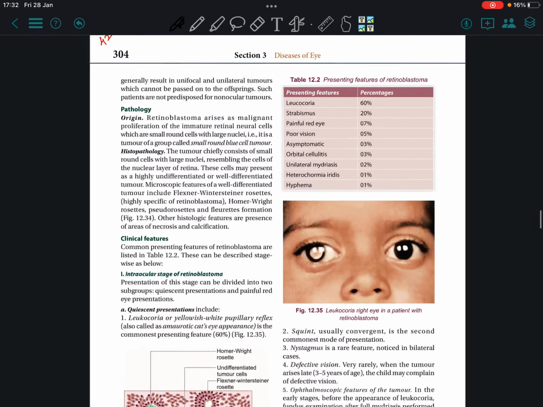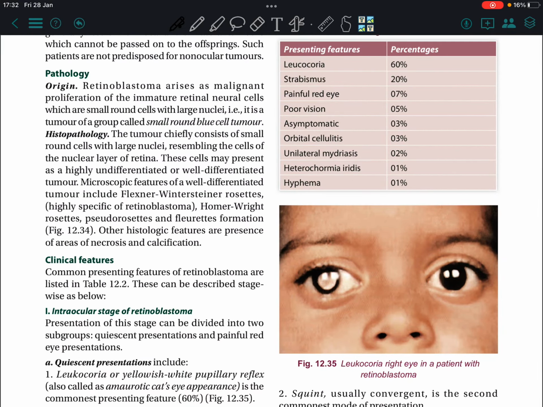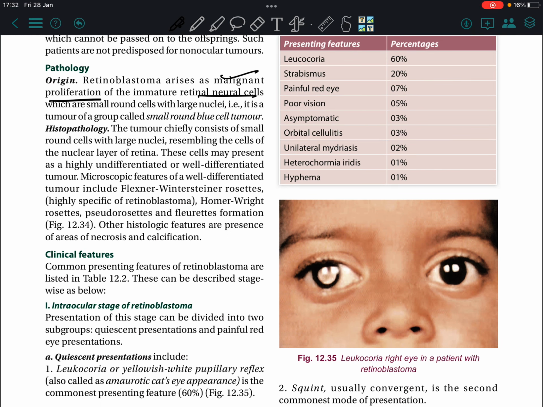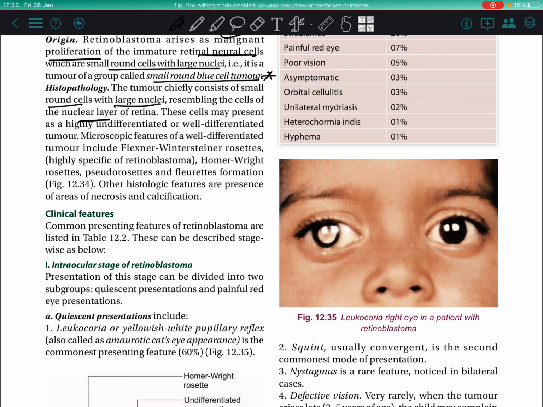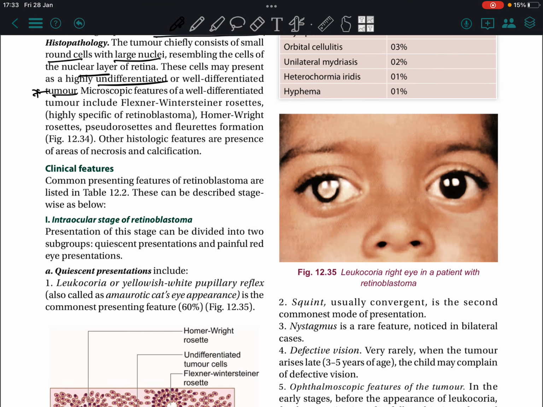Pathology. Origin: retinoblastoma arises as a malignant proliferation of immature retinal neural cells, which are small round cells with large nuclei. It is a tumor of the group called small round blue cell tumors. Histopathology: the tumor chiefly consists of small round cells with large nuclei. These cells may resemble cells of the nuclear layer of the retina. These present as highly undifferentiated or well differentiated tumor.